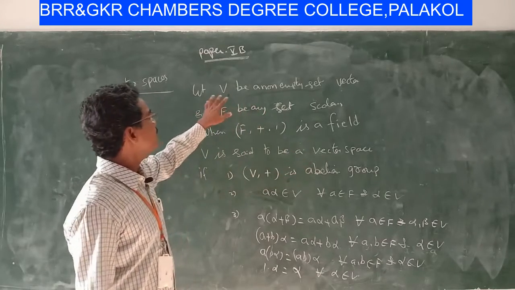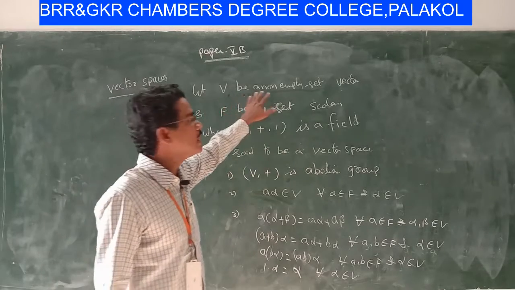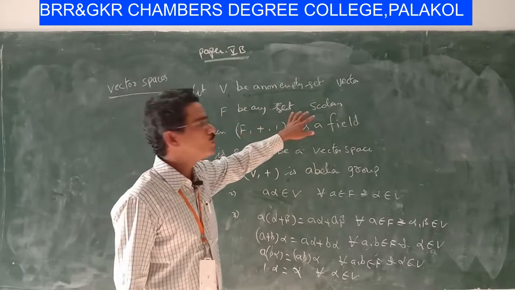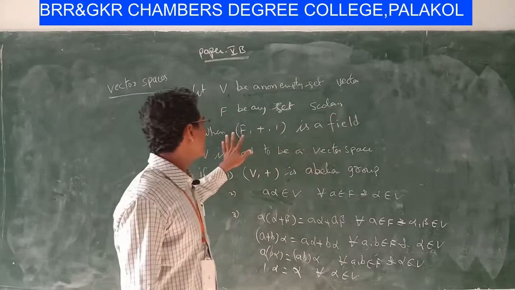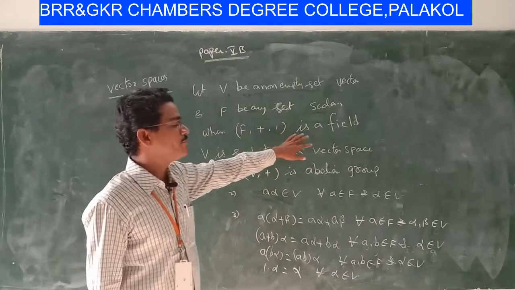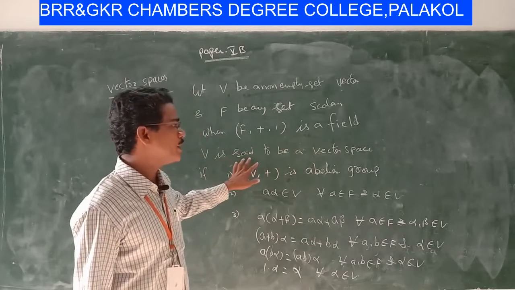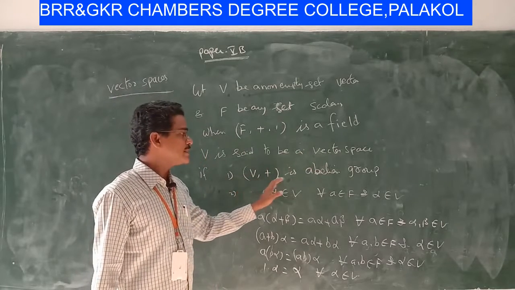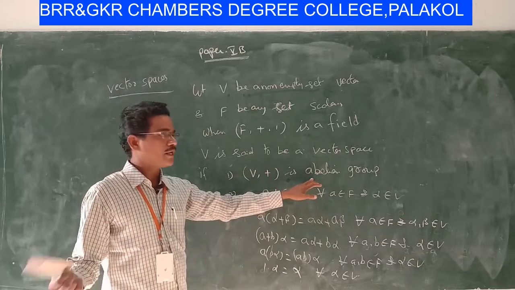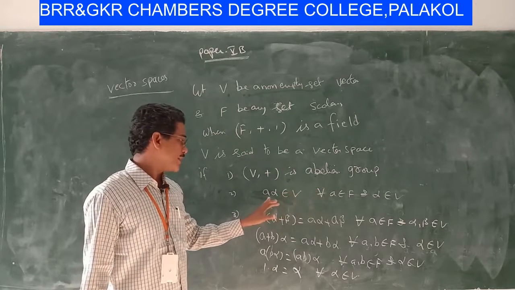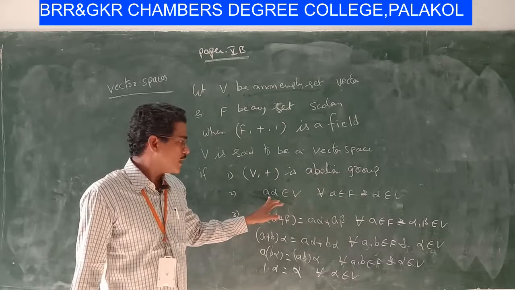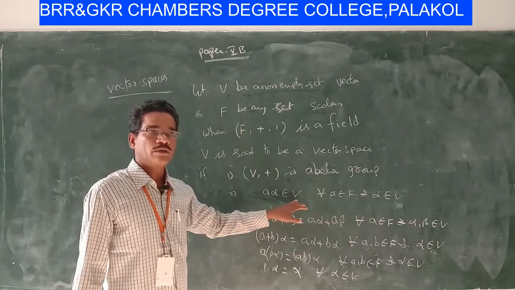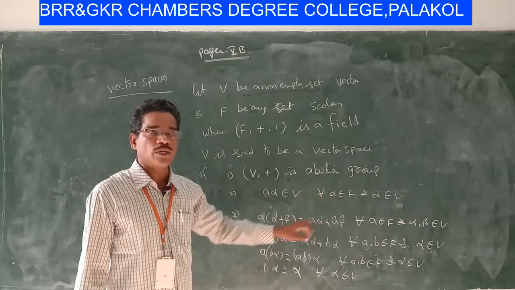Once again, let V be a non-empty set whose elements are vectors and F be any set whose elements are scalars, where F, plus, dot is a field. Then V is said to be a vector space if, first, V, plus is an abelian group. Already you know that abelian group. Second, scalar multiplication, that means A alpha belongs to V for all A belongs to F and alpha belongs to V.